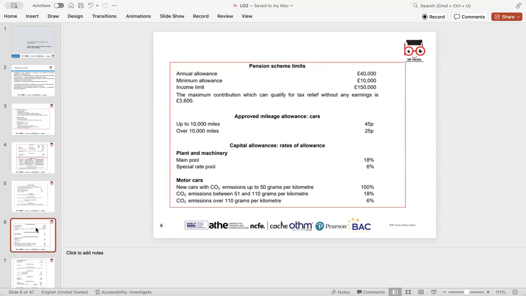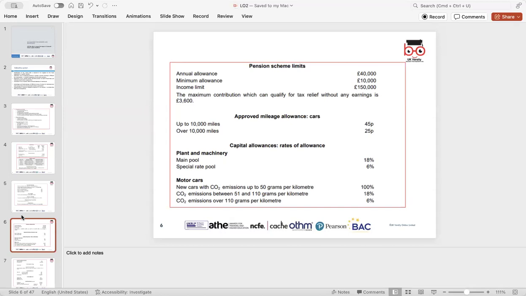Pension scheme limits, approved mileage allowances, cars, capital allowances, rates of allowances. Pension scheme limits determine how much an individual can contribute to their pension schemes while still receiving tax relief. The annual allowance is £40,000, meaning individuals can contribute up to this amount each year and receive tax relief on their contributions.